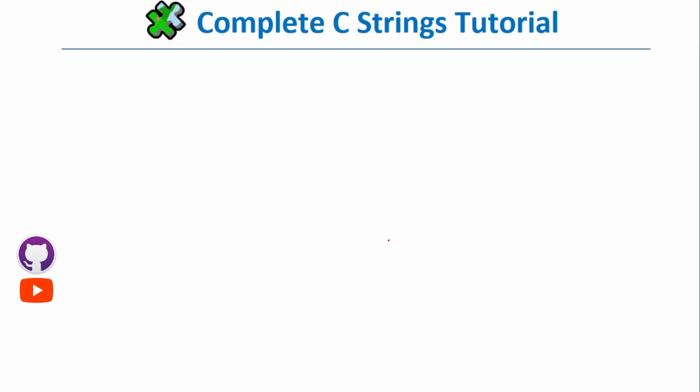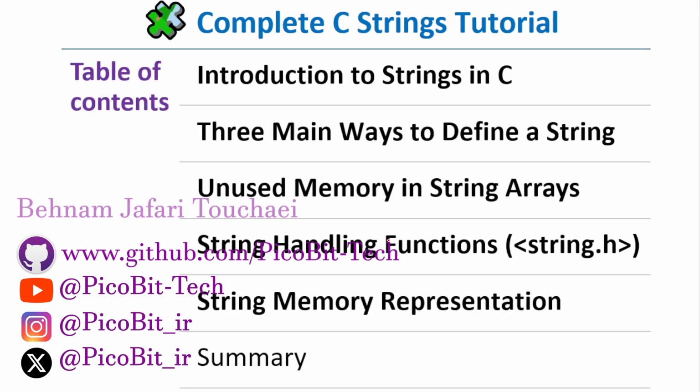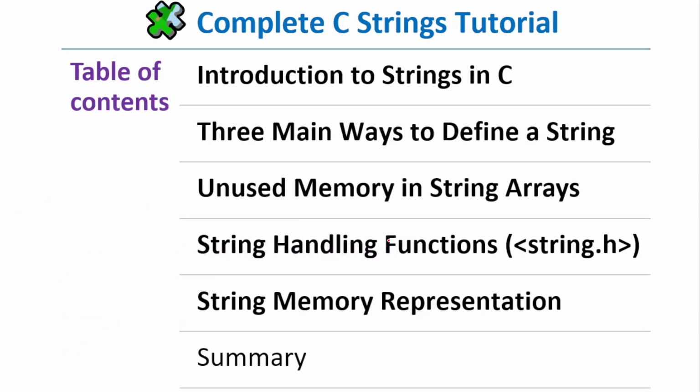Complete C strings tutorial. Introduction to strings in C. In the C programming language, strings are not a separate data type like in many modern languages. A string is simply a sequence of characters stored inside a character array, and it must end with a null character. This null character tells the compiler where the string stops.